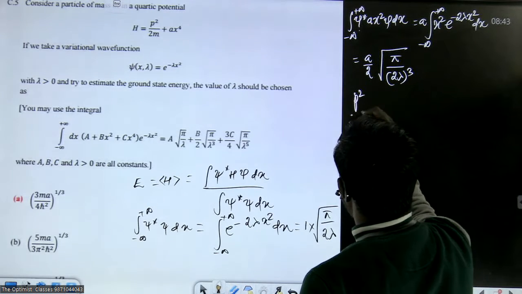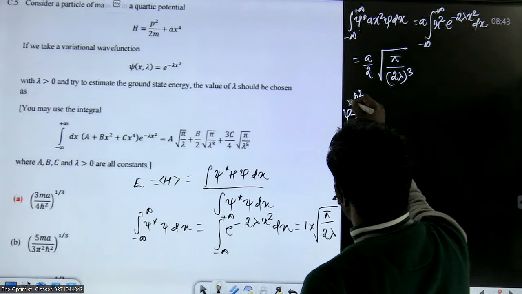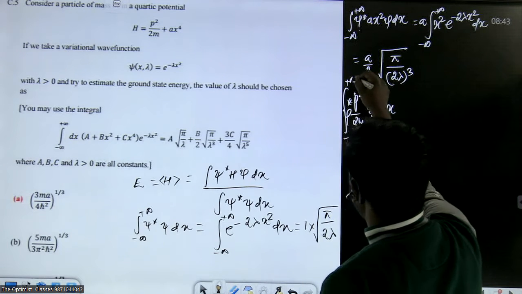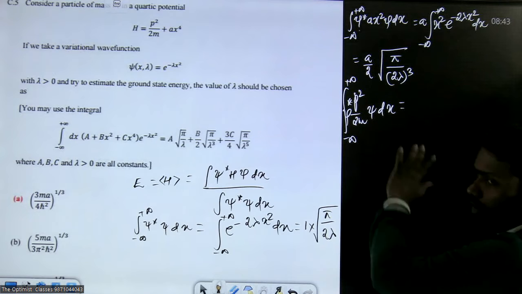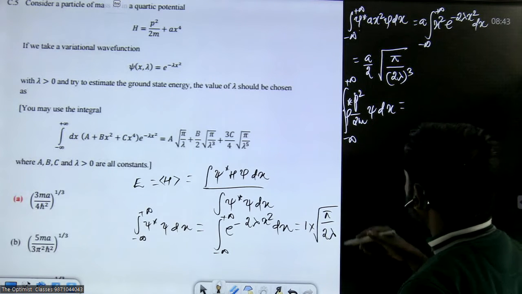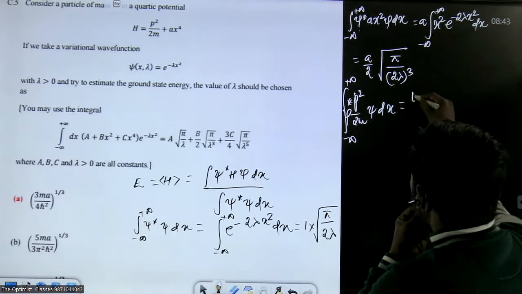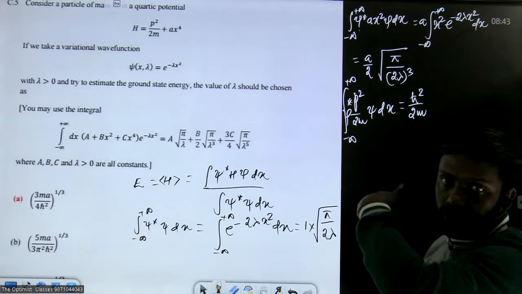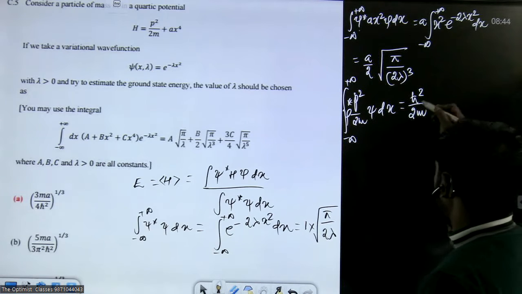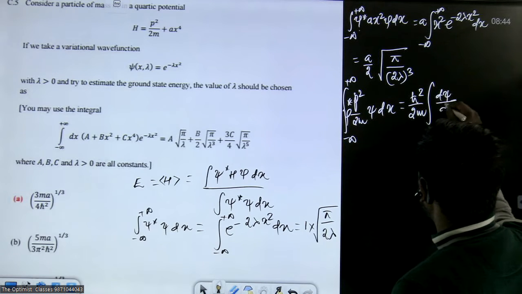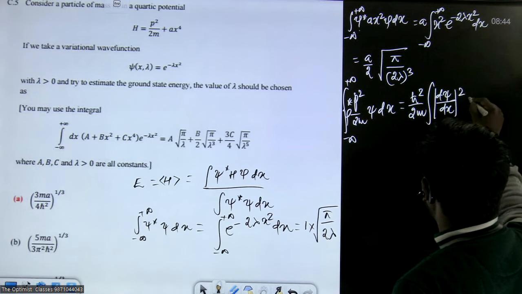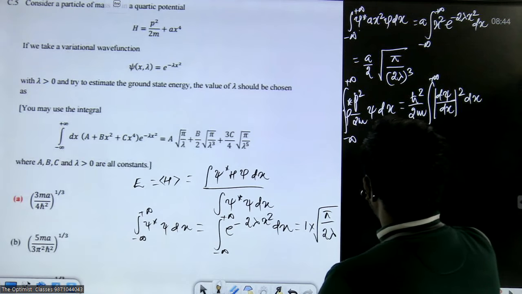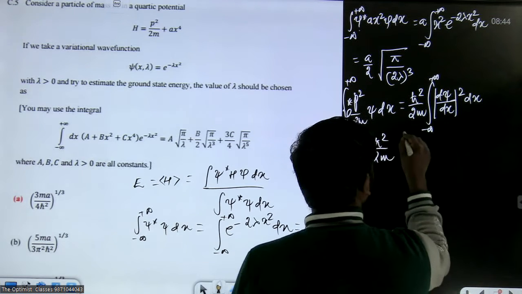Now we have to calculate the expectation value of this term. So we have p square by 2m, and psi star and psi dx integration, from minus infinity to plus infinity. You put p equal to minus h bar square by 2m, p square. This is a double derivative, but using integration by parts we can convert it into a single derivative. So this becomes h bar square by 2m, modulus of d psi by dx whole square, dx, from minus infinity to plus infinity.